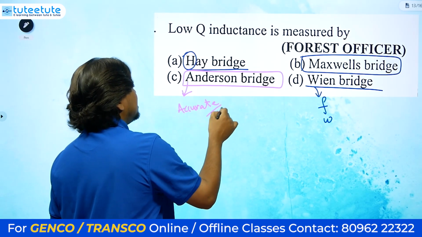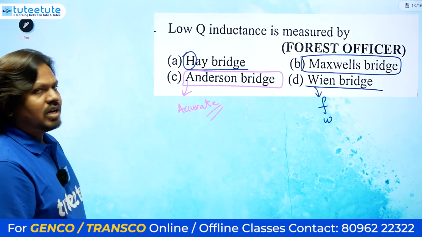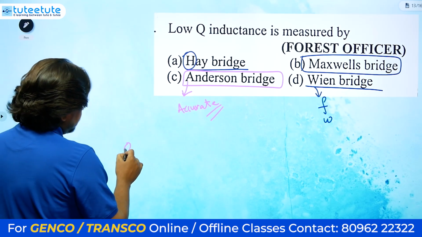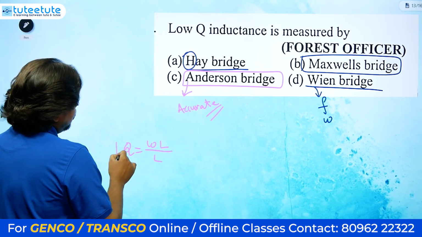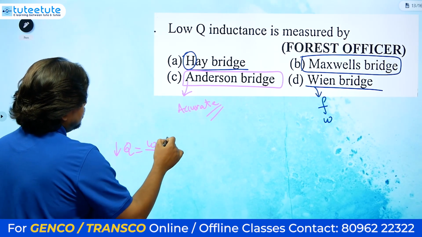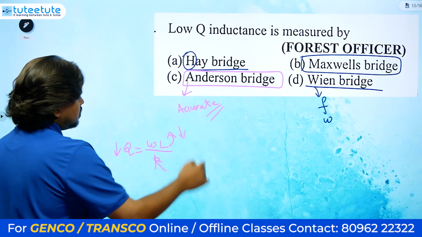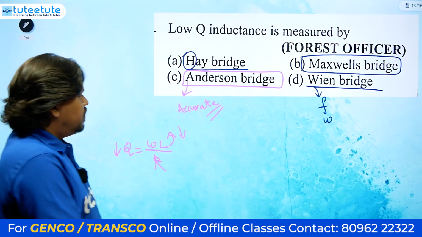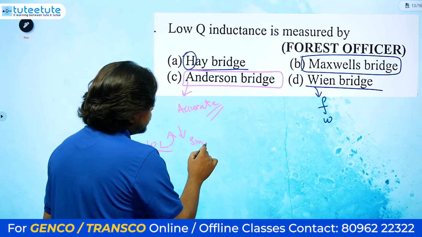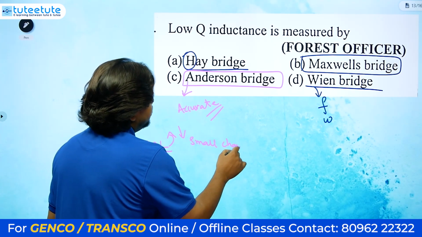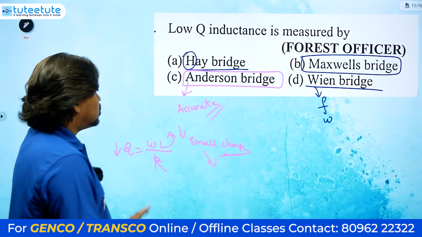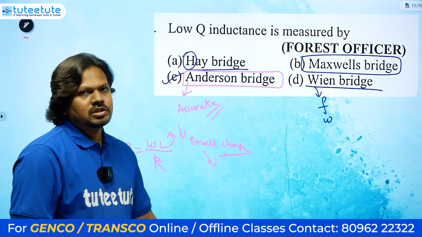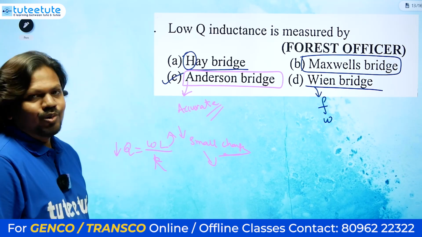Here there is a low Q inductance. What is the Q factor? Omega L divided by R. When Q is low, the inductance is also low. Inductance low means very small changes will be there, so you need to calculate accurately. That's why the answer for this question is Anderson's bridge, but they should not ask it like low Q inductance.